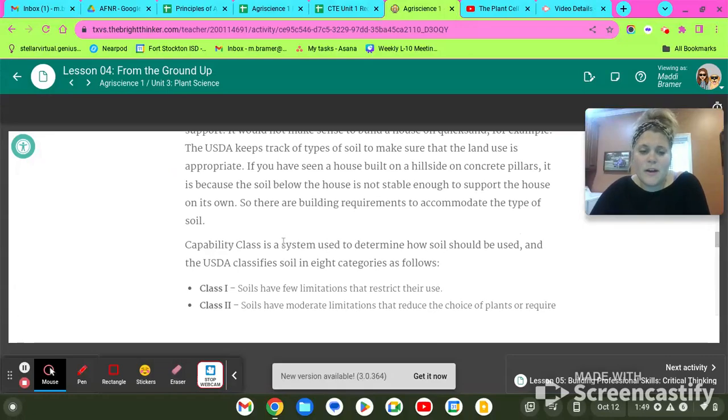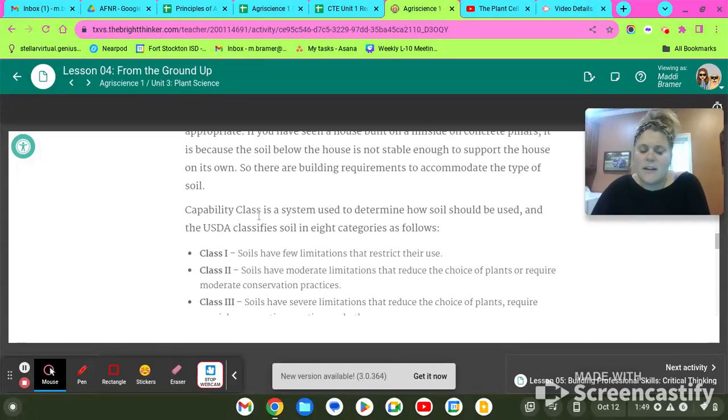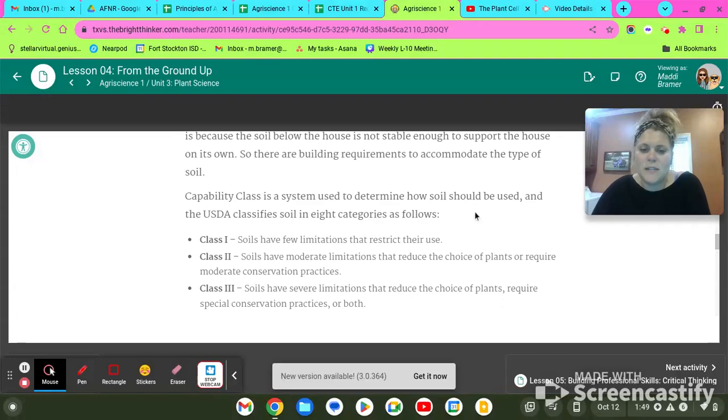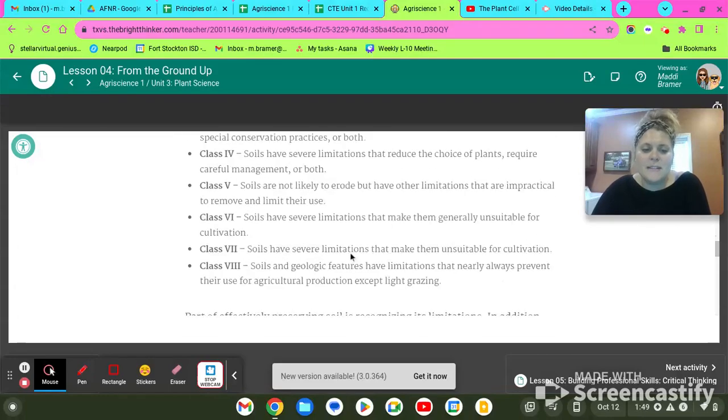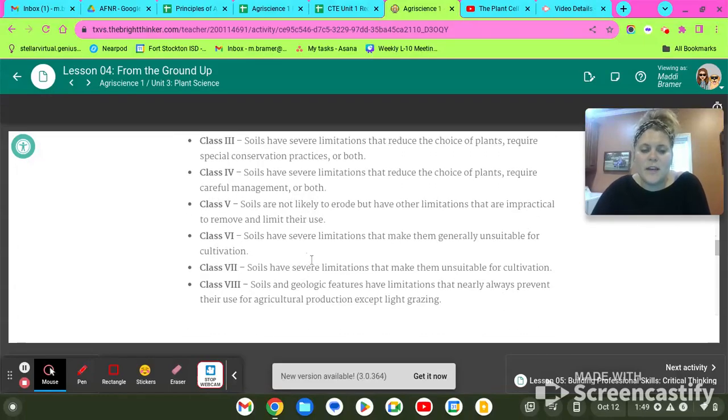Soil is very important. You can go to college and you can be a soil scientist. And it's important because you need to know the soil before you know what can go in it. If it can grow things, if you're wanting to be a farmer, you want to know if it's going to be stable, if you're going to build on it. All of these are great reasons to have soil scientists. So there are different classes, and it talks about each one. It goes all the way to class 8.